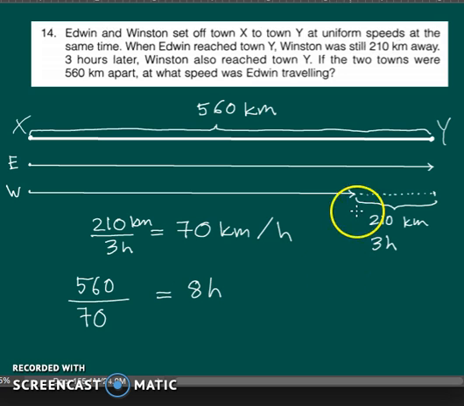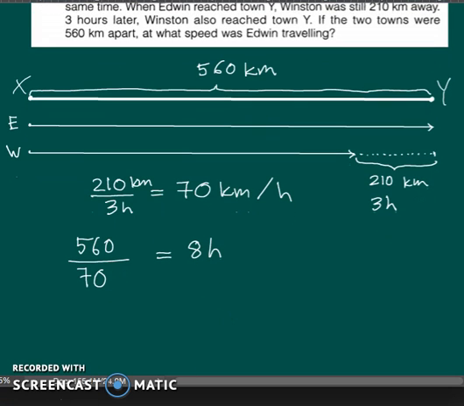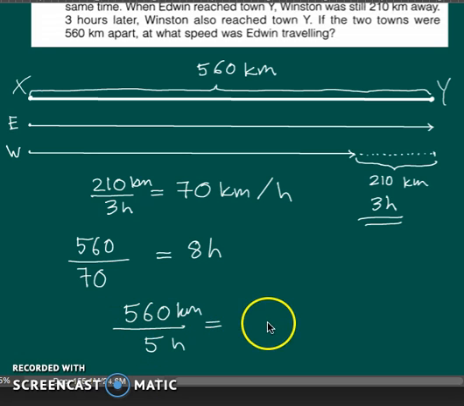What a beautiful number. The question is, if the two towns were 560 kilometers apart, which we know, at what speed was Edwin traveling? Well, we know that Edwin got there 3 hours before Winston did, so it only took him 5 hours to complete the 560-kilometer journey. So we'll say 560 divided by 5 hours gives us 112 kilometers per hour. That's how fast Edwin was traveling.